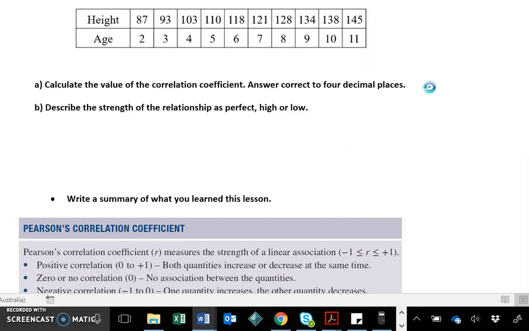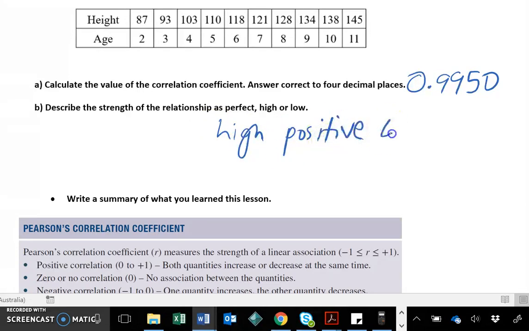Okay, so we're going to write that here: 0.9950 to 4 decimal places. Is this perfect, high, or low? Well, if it was perfect, it would have to be 1. It's very close to 1, so I would say it's high positive correlation, because it's almost perfect.